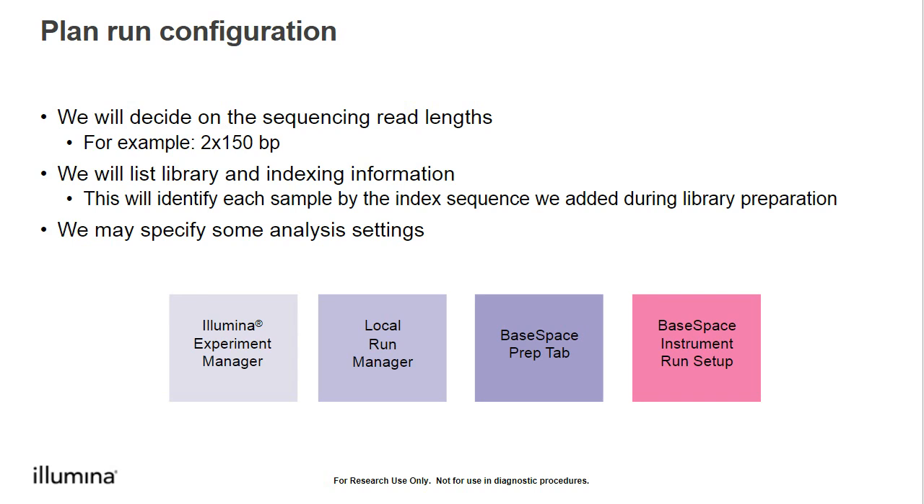We may also specify some post-sequencing data analysis options at this stage. Depending on the sequencer you are using, you may use one of these 4 options for configuring the run: Illumina Experiment Manager, Local Run Manager, Base Prep Tab, or Base Instrument Run Setup. Depending on the library preparation workflow, we may also have run setup templates available on the library preparation support page of the Illumina website. We will go ahead and take a closer look at 2 of these options today: Illumina Experiment Manager and Local Run Manager.